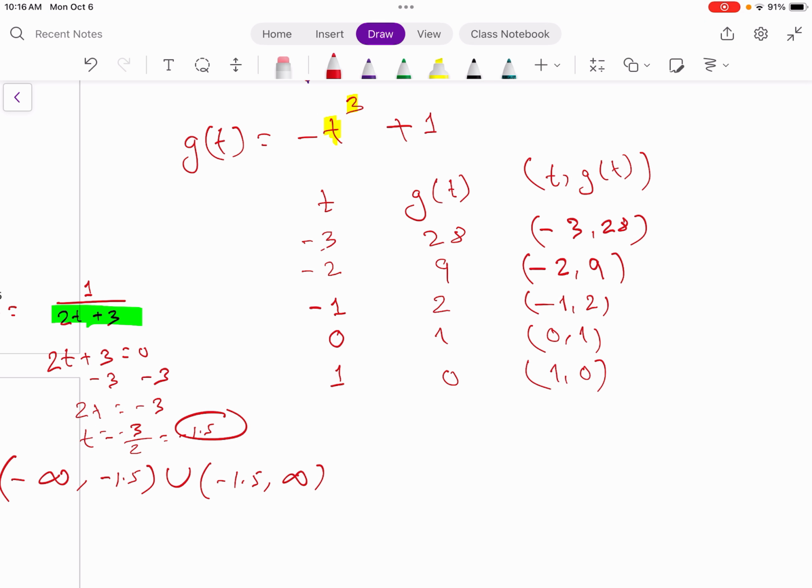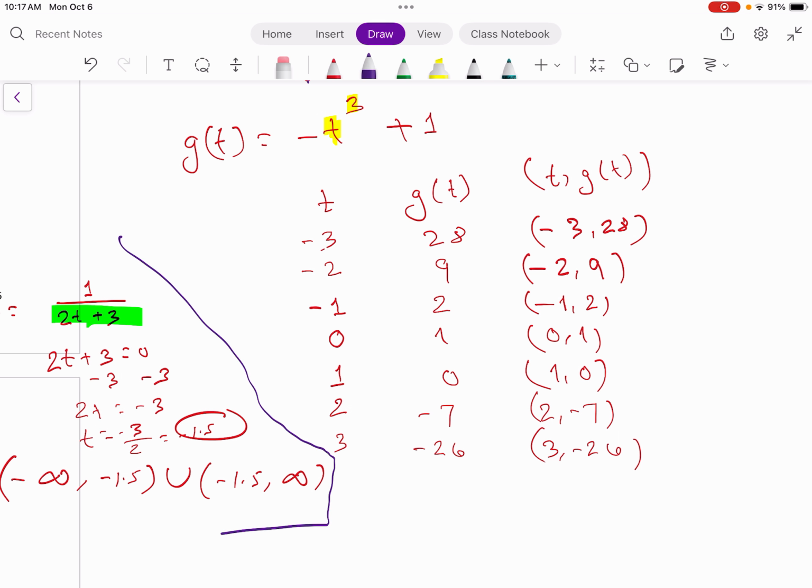So if our t is 2, that is negative 8 plus 1, that is negative 7. So 2, negative 7. Now let's take one last, 3. That's negative 27 plus 1, negative 26. So 3, negative 26. Okay. Do you have any question up to here in finding the input?